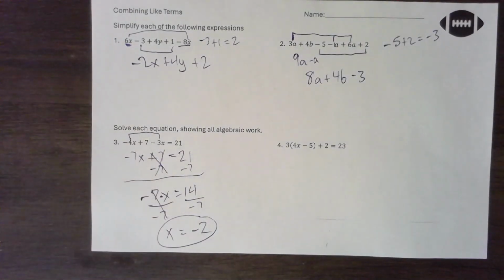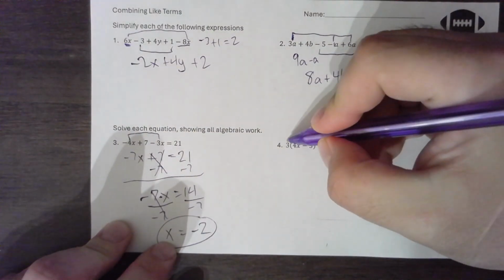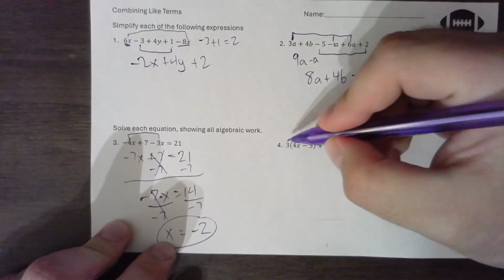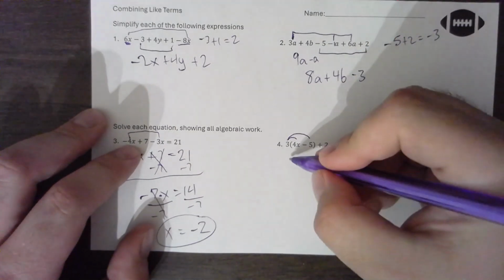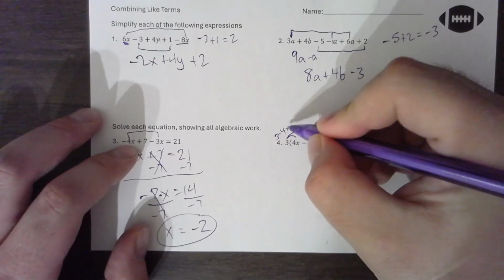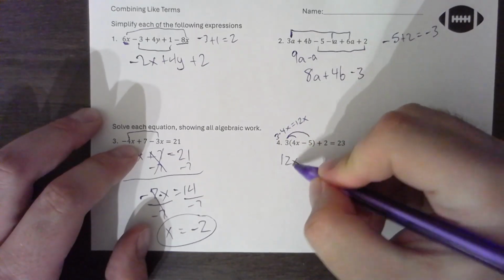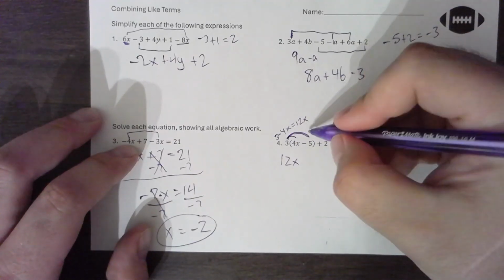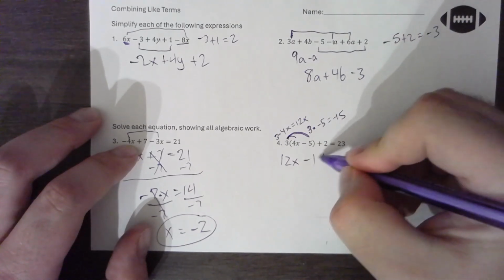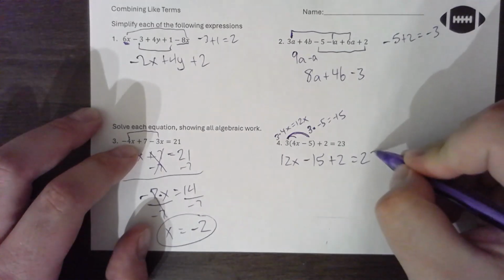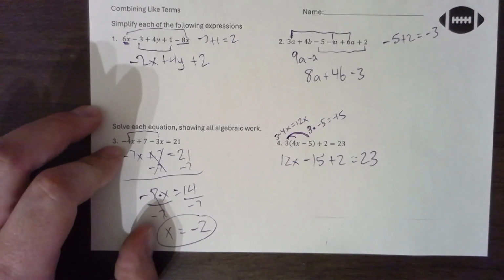Cool. Alrighty. Number 4. We can't combine like terms first. There are some parentheses there, so we've got to do some distribution. See the parentheses? We've got to distribute that 3 to both of the terms inside the parentheses. So we've got 3 times 4x, which would be 12x. And then 3 times negative 5 is negative 15. So that's minus 15 plus 2 equals 23.